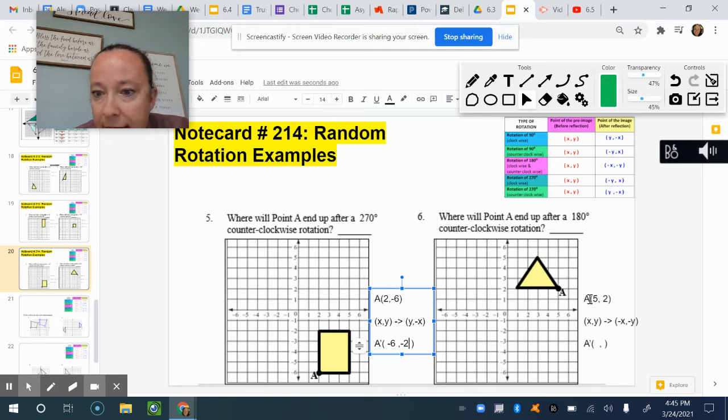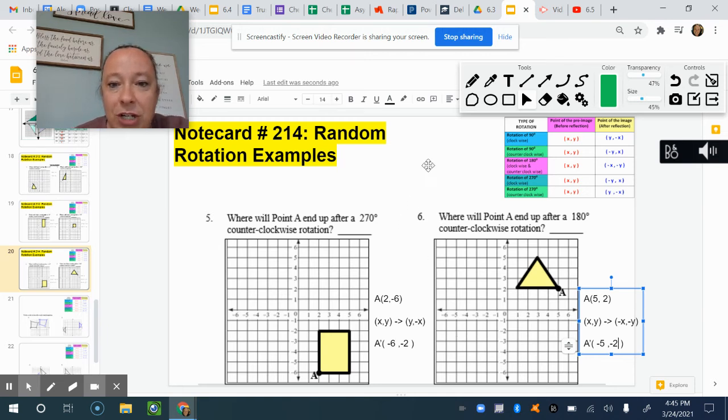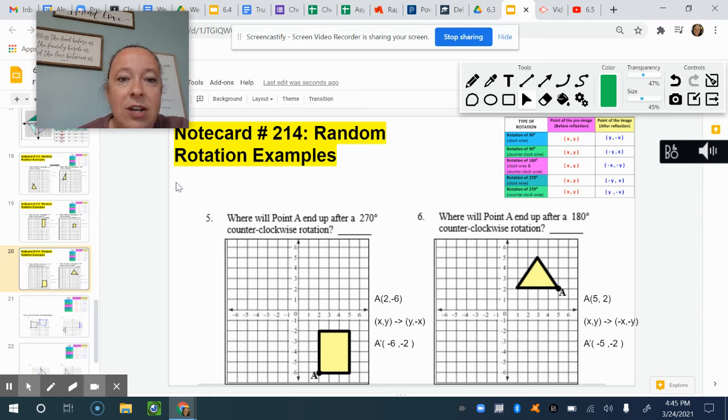Over here, A is the ordered pair 5, 2, and we're doing 180 degrees counterclockwise. So all we have to do is change signs. It'd be negative 5 and negative 2. So negative 5, negative 2 is where A prime would be. Pause me and make sure you at least write down what I typed in and the problems on note card 214. You do not have to draw the graphs.